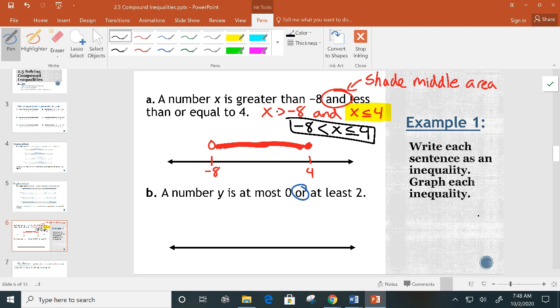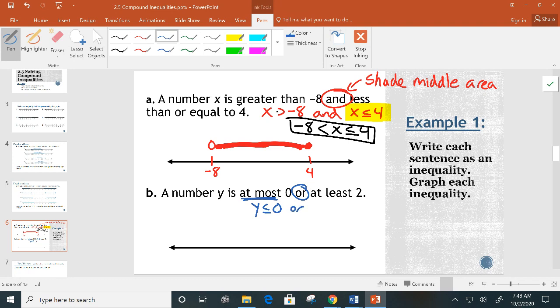The other type of compound inequality that we can deal with is an or compound inequality, in which case it only has to meet one of the two things that we're saying. So y is at most 0. At most means that's the highest number that it could be. So I know that y is less than or equal to 0.